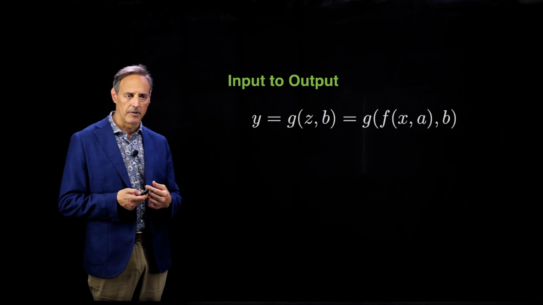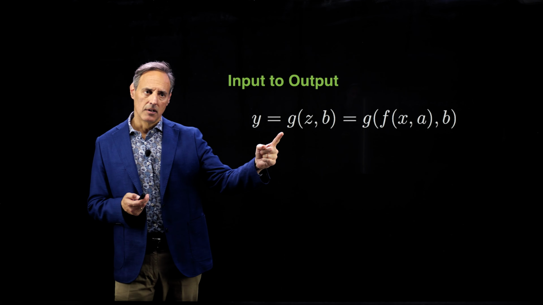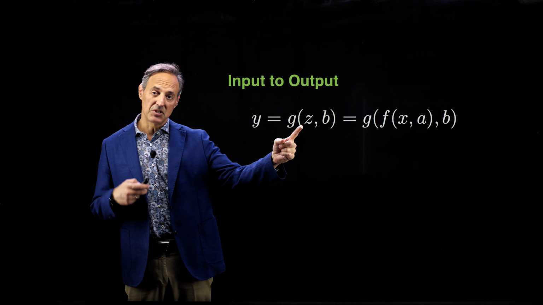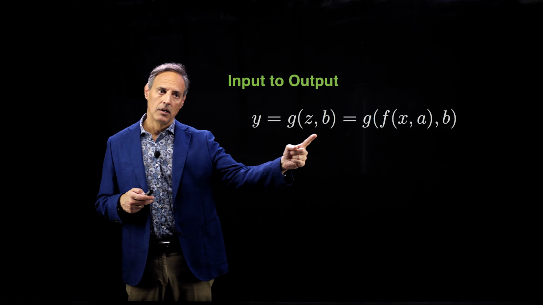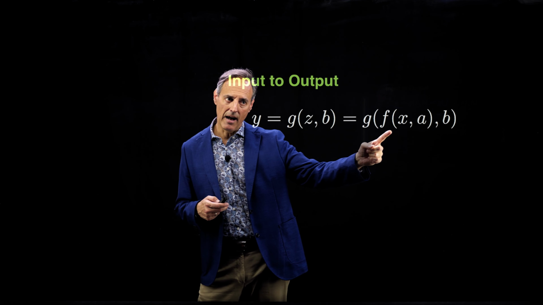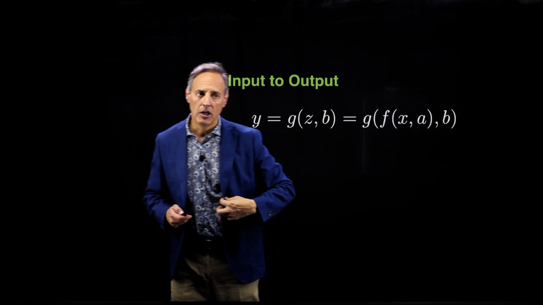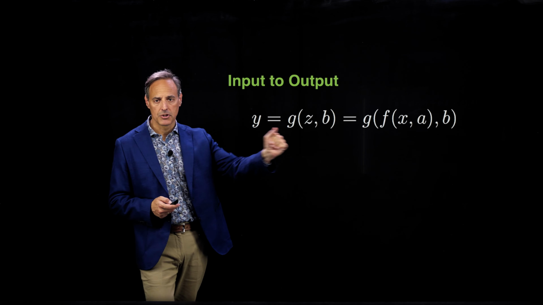Given an activation function, we say my output y, right? There was a function g which mapped z, which was the hidden layer, with a parameter b. But z itself was the function f, which mapped x over to the hidden layer with the parameter a. So I have two parameters here. I have a compositional structure.